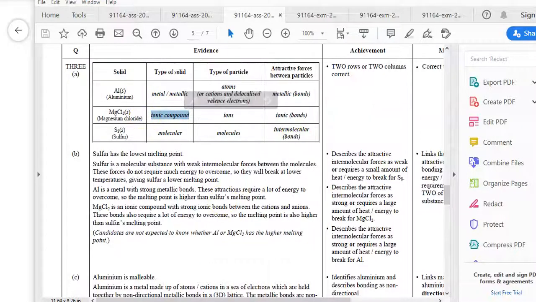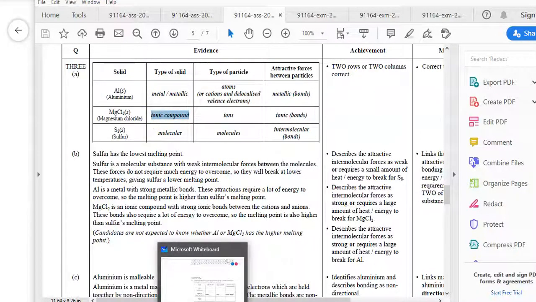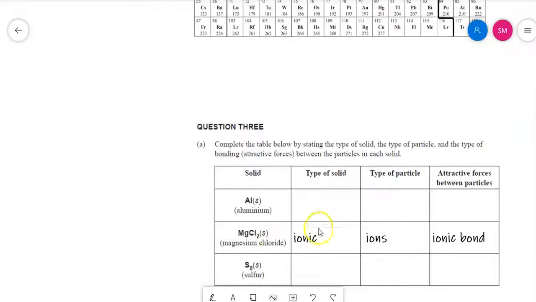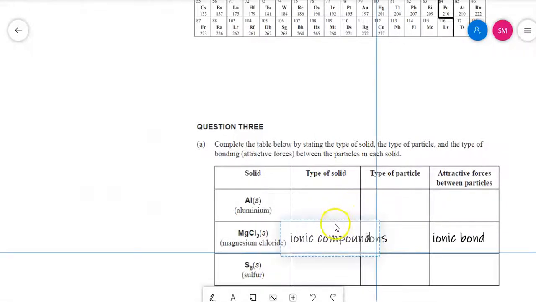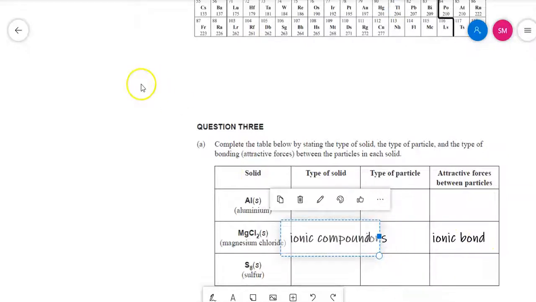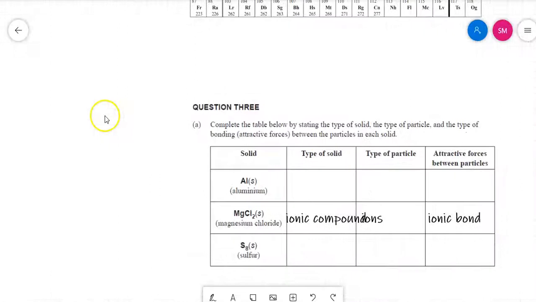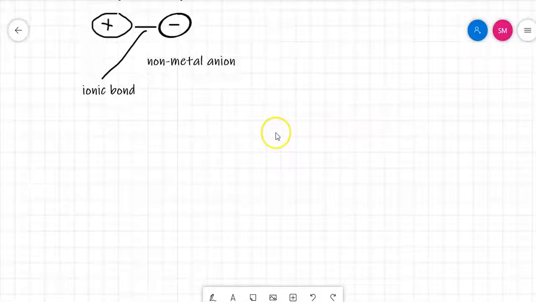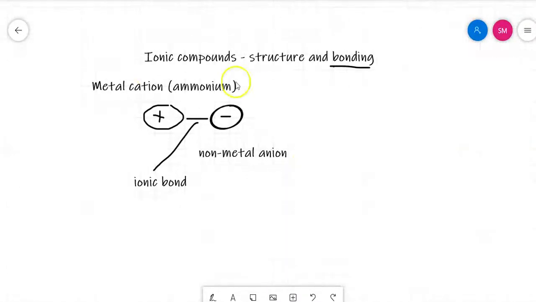Here we've got ionic compound, so maybe I'll just do a little tweak to what I've written here. So I've just said ionic, should really say ionic compound. Ions, and then it's an ionic bond. So I wouldn't recommend saying electrostatic forces just because that's not what's written in the exam in the marking schedule. So if we go back here, we've done the bonding. So this is the bonding, the ionic bond with a non-metal anion and a metal cation.